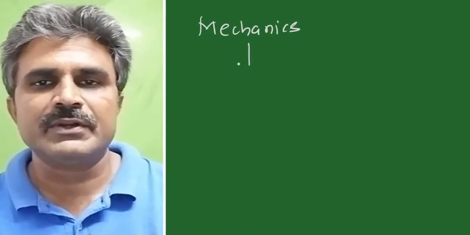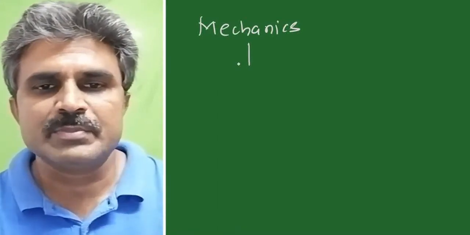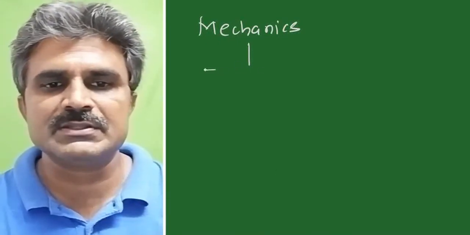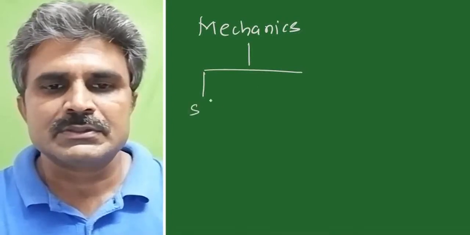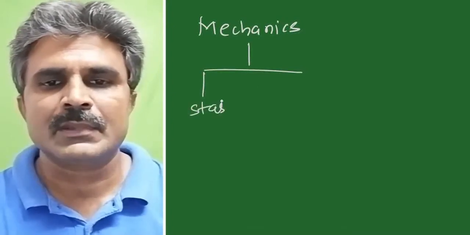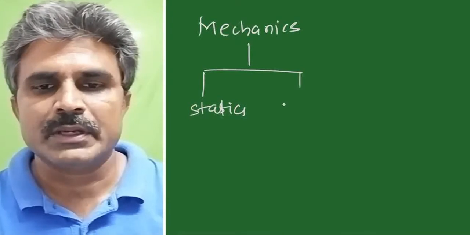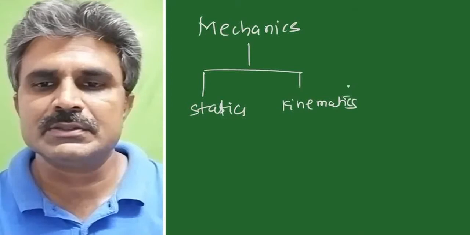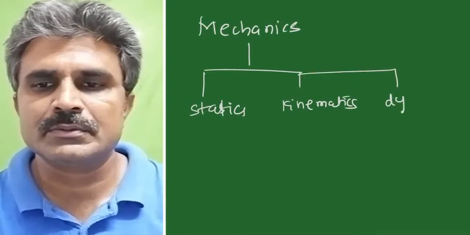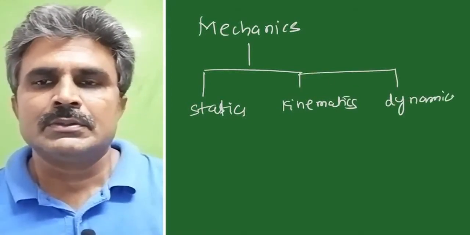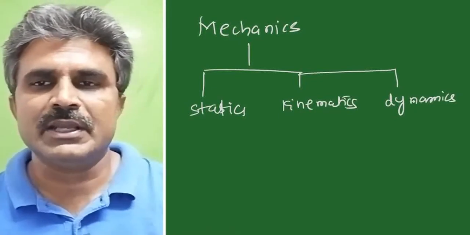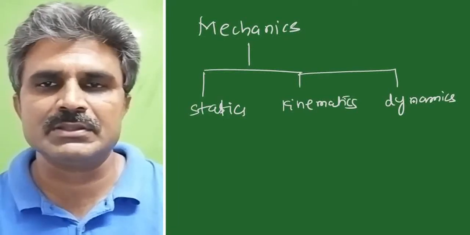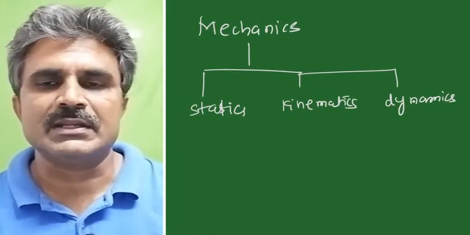motion of different objects. This mechanics is divided into three types: the first one is statics, the second one is kinematics, and the third one is dynamics. So it is divided into three types. One is statics, another is kinematics, and another is dynamics. So first of all, what is statics?